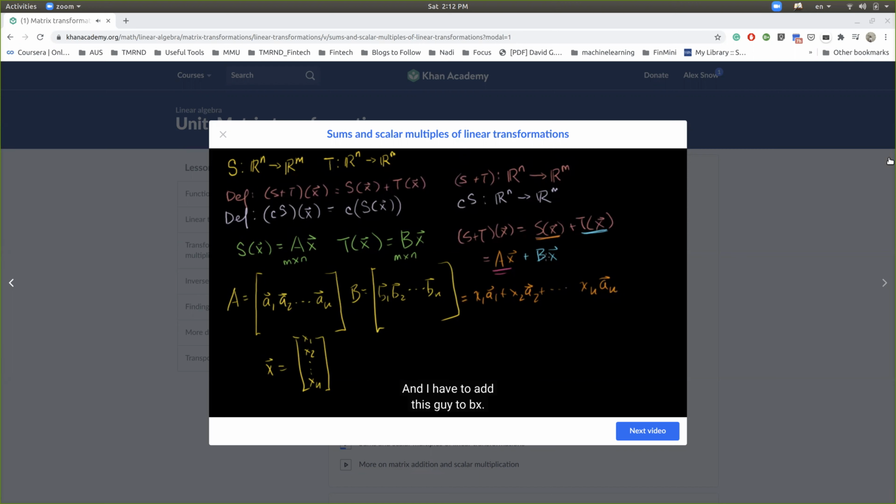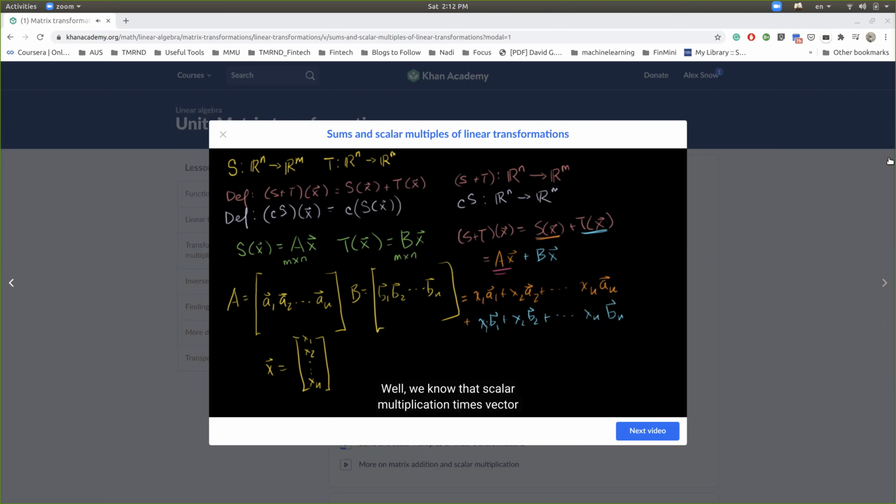And I have to add this guy to Bx. So Bx, by the same argument, plus is just going to be, let me do it in the blue, x1 times b1 plus x2 times b2, all the way to xn times bn. Now, what is this equal to?